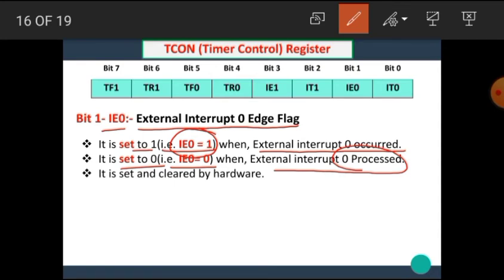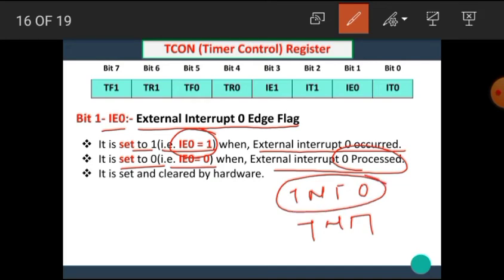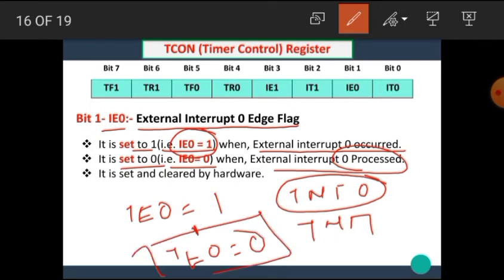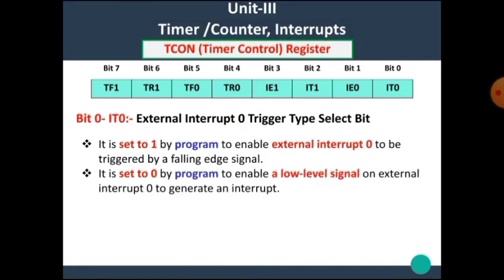That means when the external interrupt occurs, we know that there are two pins for the external interrupt, INT0 and INT1. When the external interrupt occurs through the INT0 pin, then the IE0 bit is set. And whenever the microcontroller processes this interrupt, then this IE0 bit is reset. I hope you all understand the function of the IE0 and IE1 bits.